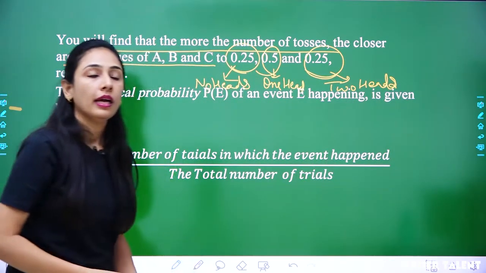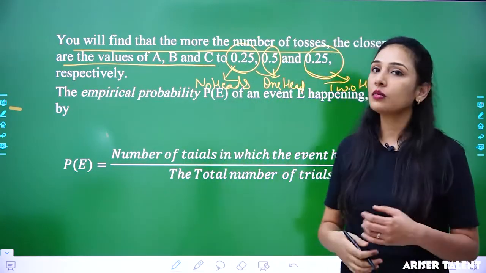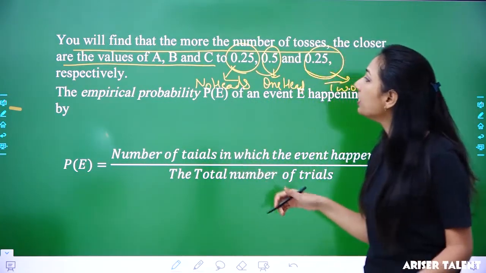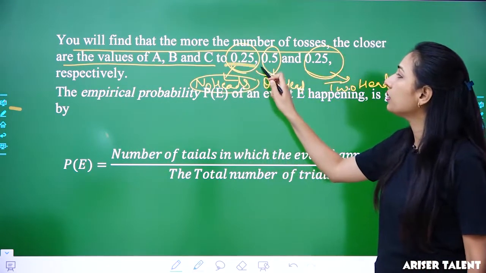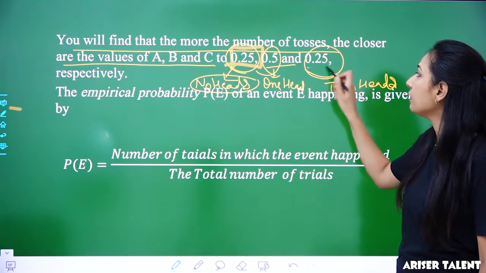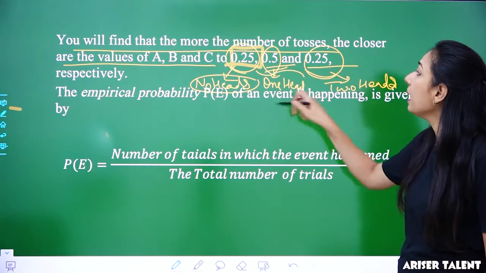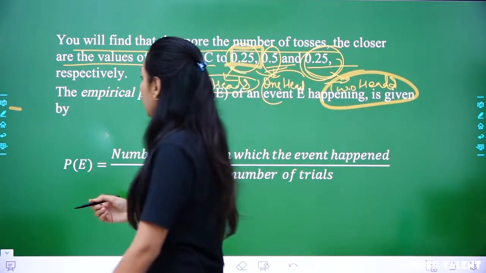So as you keep increasing the number of tosses, you will get to know that the probability of no heads is going to be 0.25, for 1 head it is 0.5, and for 2 heads it is again 0.25. This is going to be the thing.